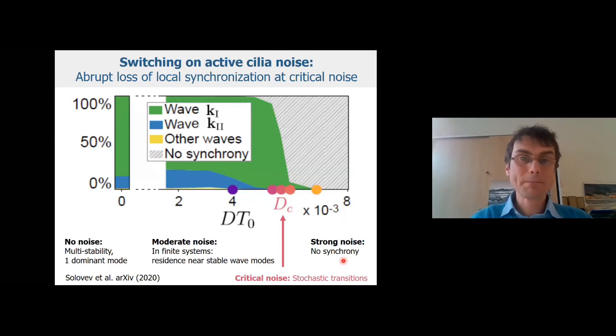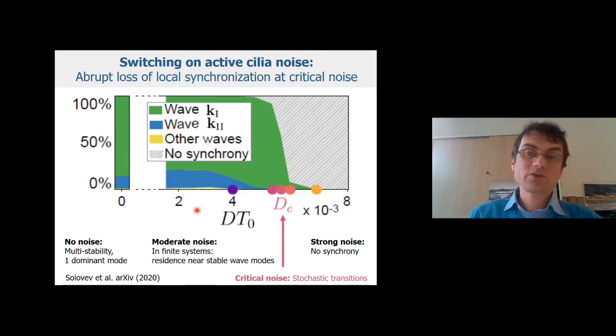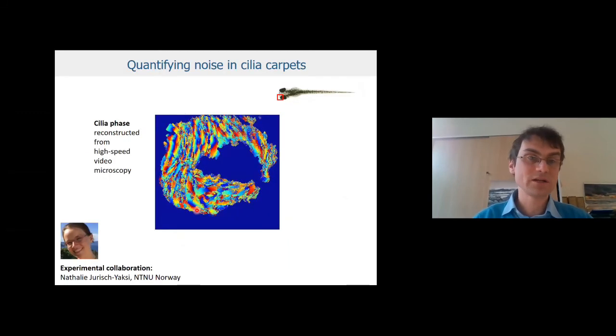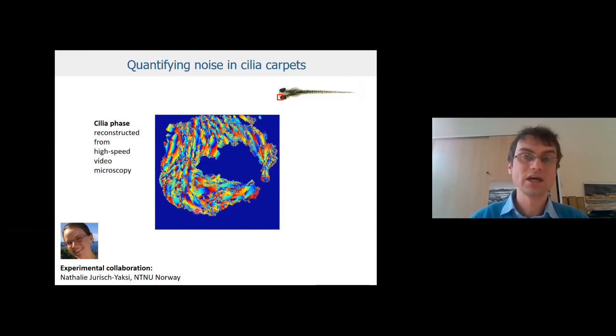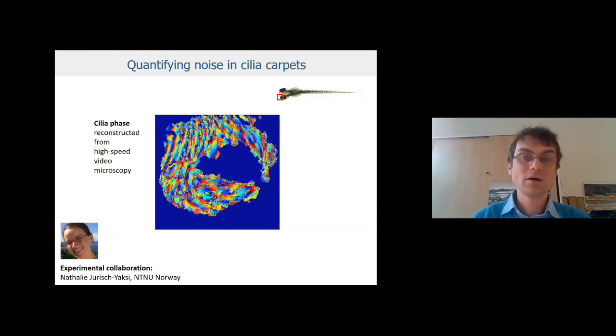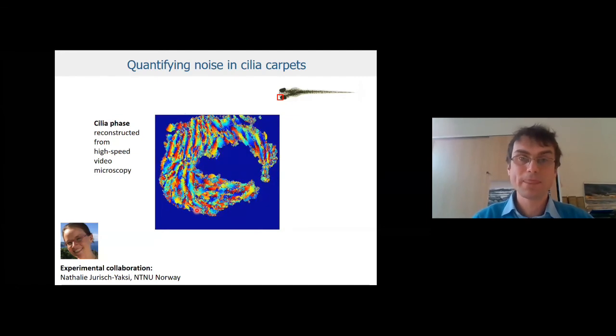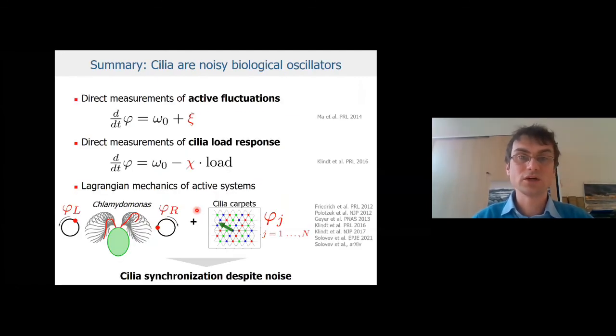So presumably the biological system is operating below this critical noise strength, and what we found is that there is a very sharp, abrupt transition at a critical noise strength where synchronization breaks down in ciliary carpets. And we are currently collaborating with Natalie Jokoszewski of Norway to quantify all this also in a real model system, in the nose of zebrafish. And with this, I want to summarize, and I'm happy to answer more questions.